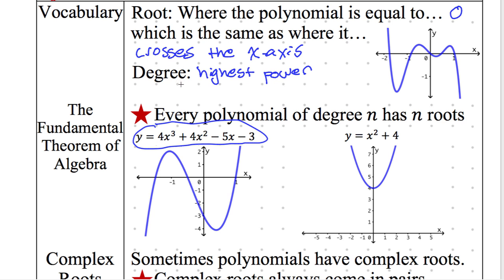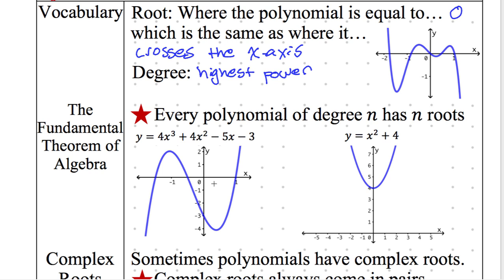All right, let's talk about the fundamental theorem of algebra. It is a short and simple statement, but it is a very complex idea. Every polynomial of degree n has n roots. That means if I have something with a third degree, it will cross the x-axis 3 times. This is degree 3, so it crosses 1, 2, 3, right? If I have a degree 7 polynomial, it'll cross the x-axis 7 times. That's the easy part.